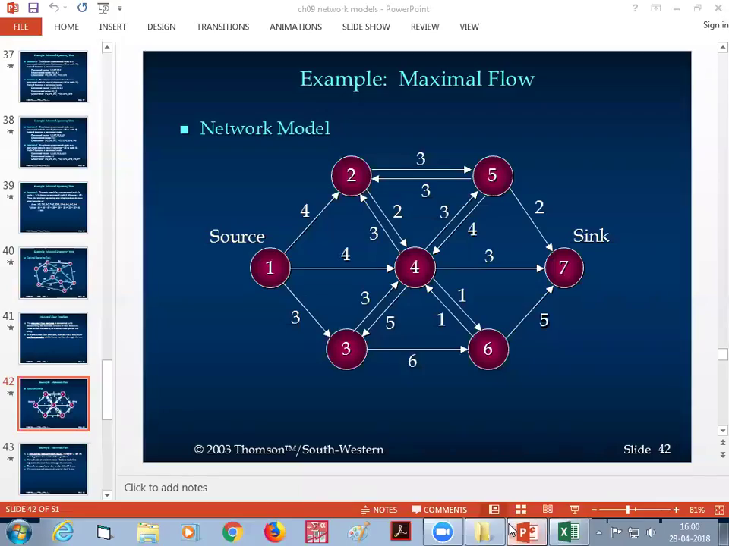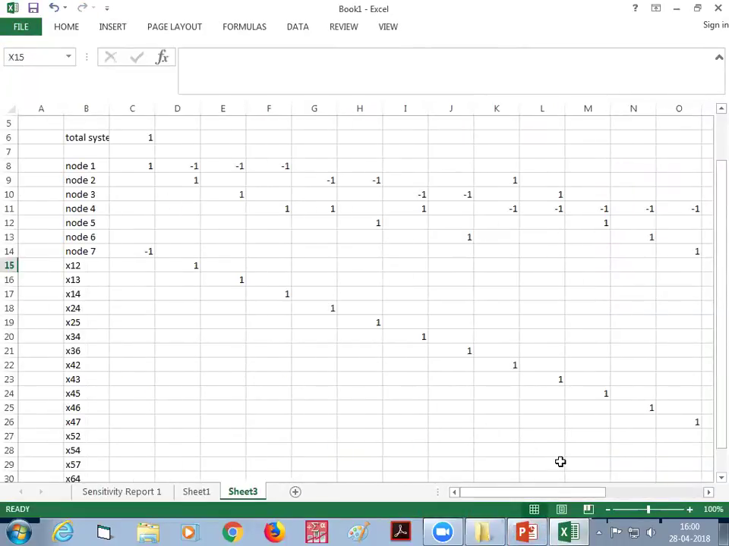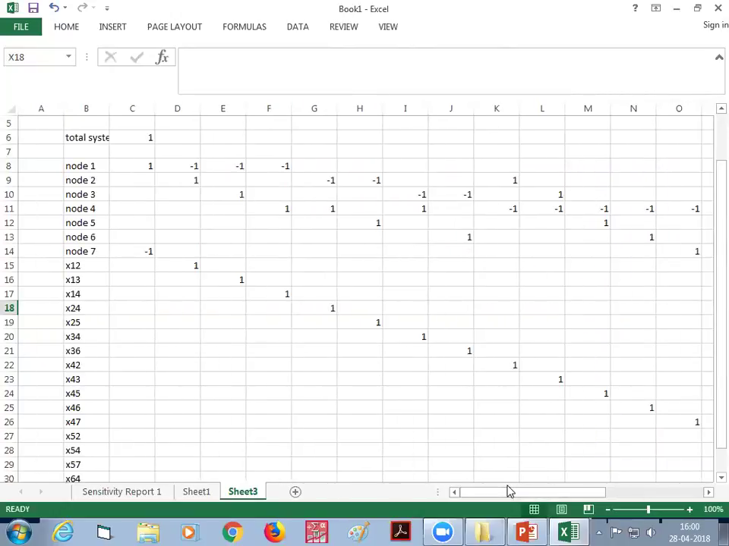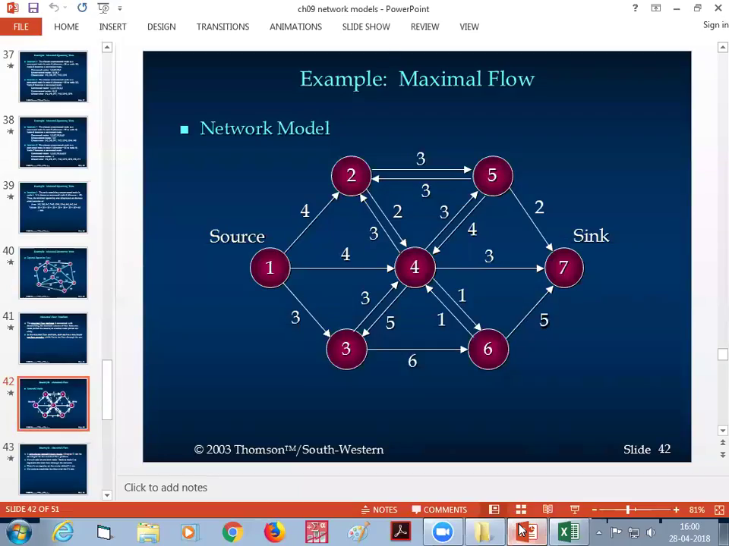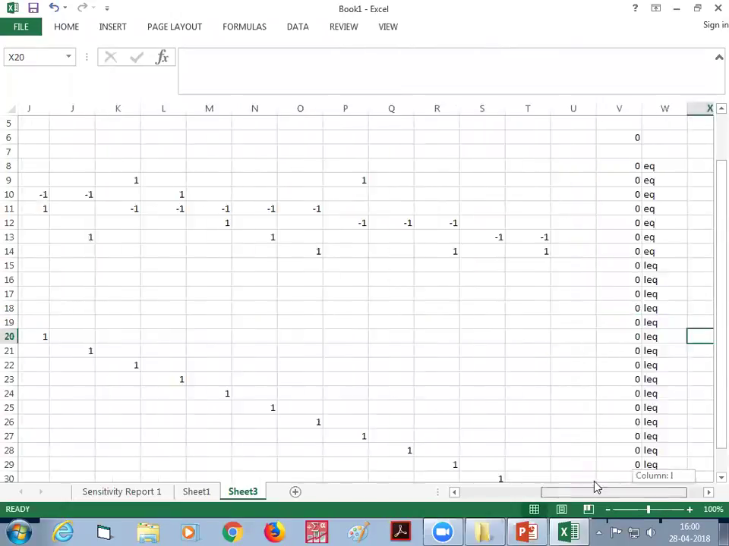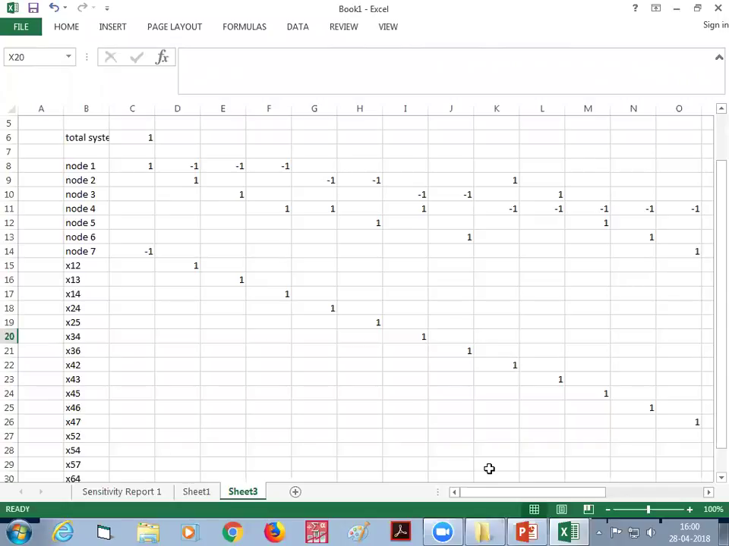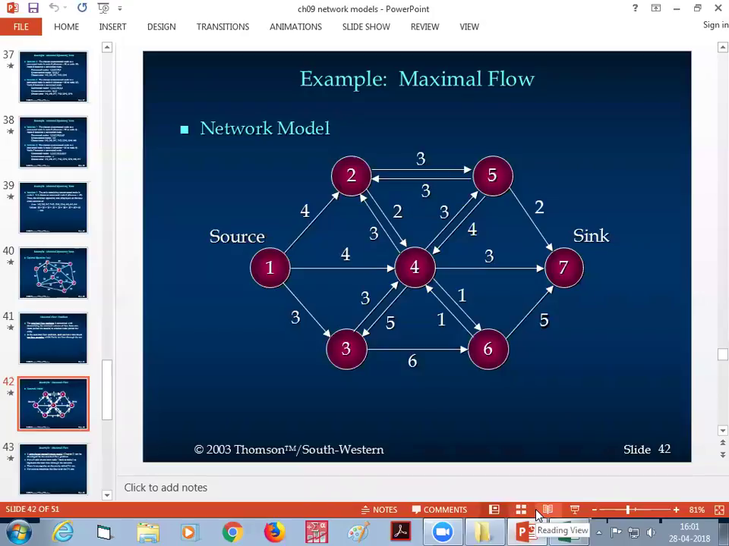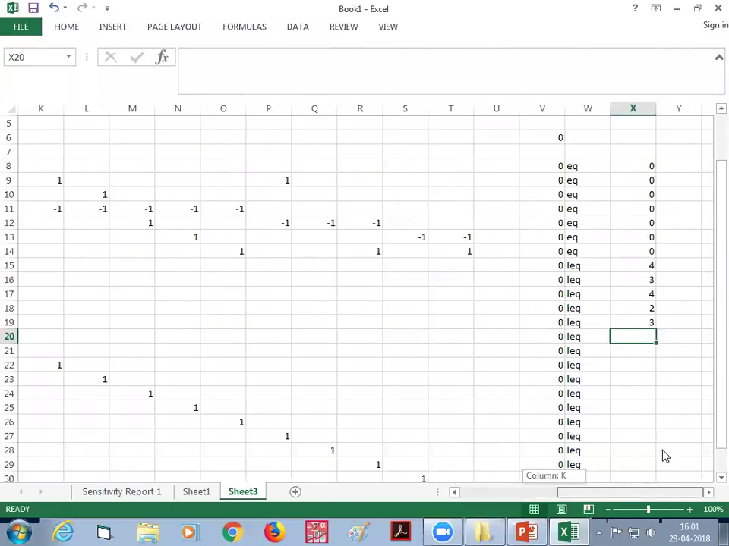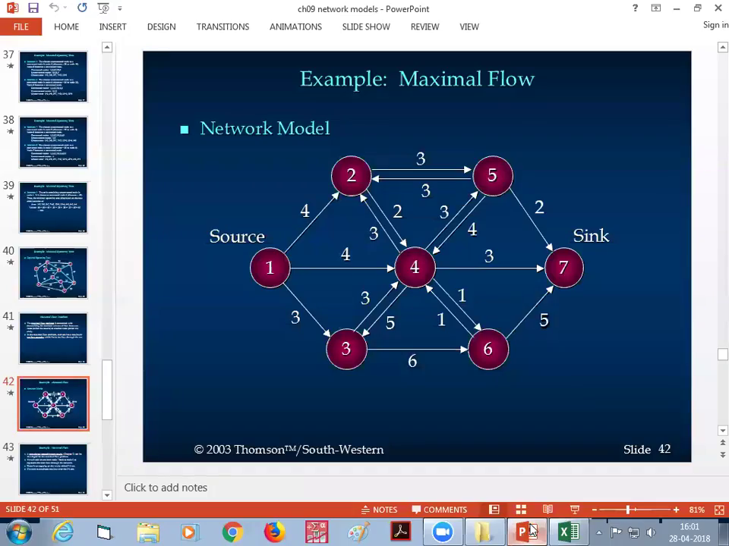So 4, 3, 4. Then what comes next? 2, 4, 2, 5. 2, 4 is 2, 2, 5 is 3. Next one is 3, 4, 3, 6. 3, 4 is 2, 3. Yes, 2, 3.